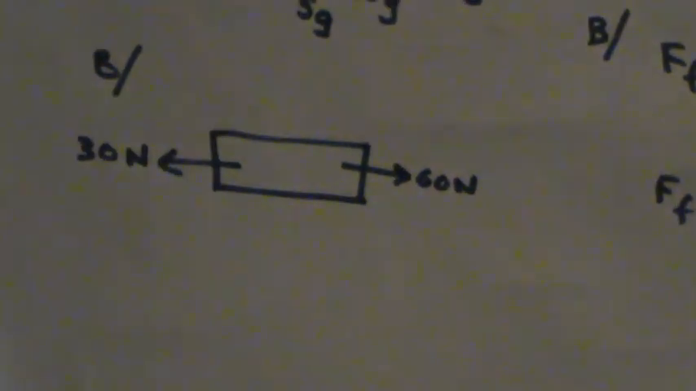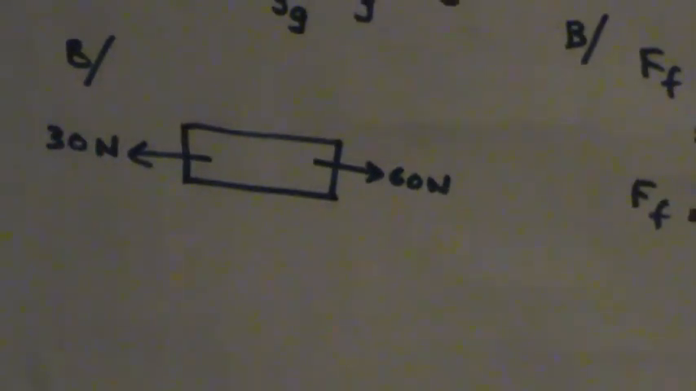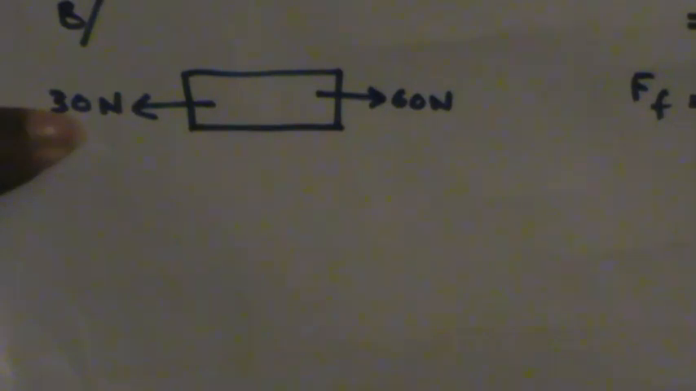So if I draw the free body diagram for B, considering only the horizontal forces, there will be a force of 60 newtons in this direction, and a force of 30 newtons in this direction. So there is a net force now. The total applied force is 60 newtons, the total opposing force is 30 newtons, so the net force is 30 newtons, acting in this direction.